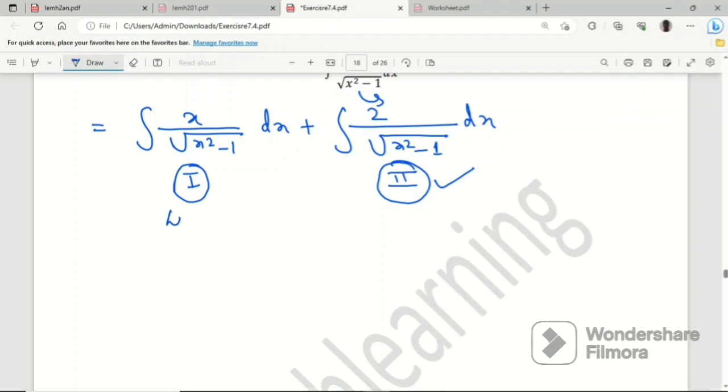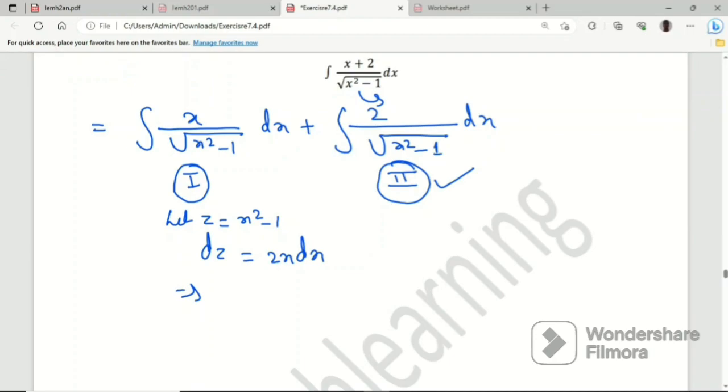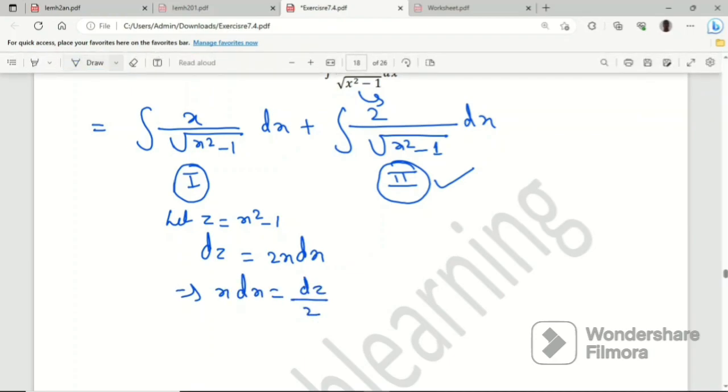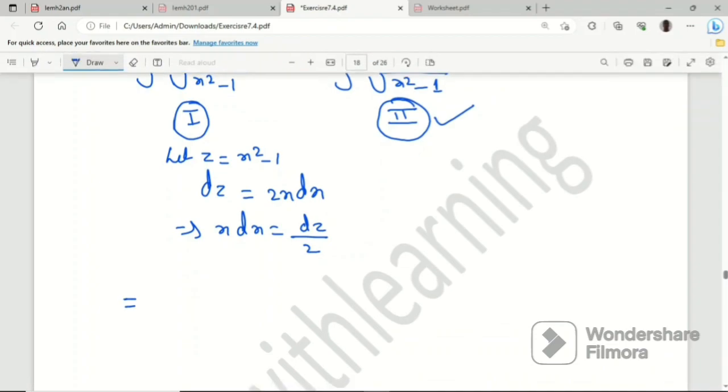You can substitute let z equal to x square minus 1. Don't take only x square, it will be very problematic. Take the whole as z. Then it will be very easy to integrate 1 by under root z. After differentiating z with respect to x, it will give me 2x dx. So x into dx will become dz upon 2. I will send 1 by 2 outside, and then I will have under root z.